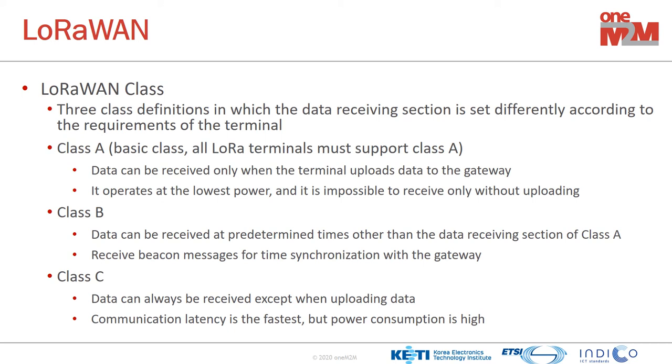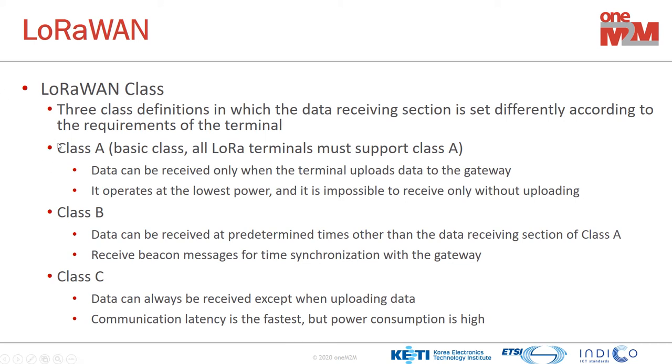There is a notion of LoRaWAN class or classes. And the difference basically is how we send the downlink messages to the LoRa device. The meaning of uplink or downlink in this sense is when the LoRa device sends the sensor reporting to the server, that is uplink. And when you send any kind of actuator or control messages to the device, that is a downlink message.